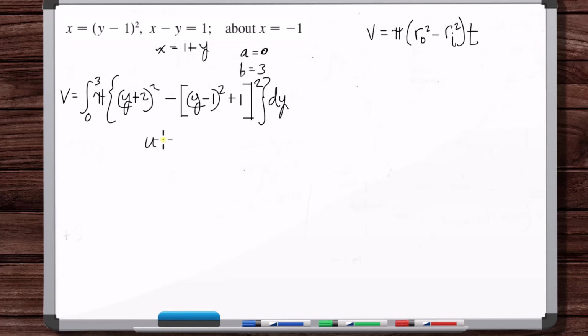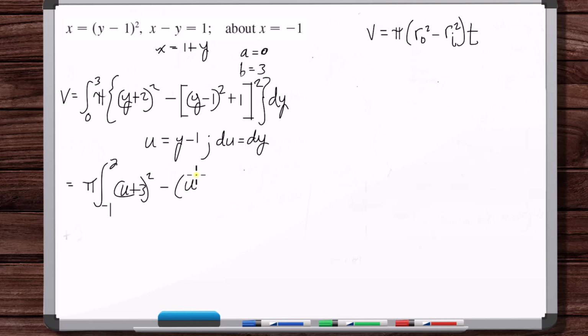Okay, so I still say we do that substitution. U is equal to y minus 1. Du is equal to dy. So we've got, this is pi, when y is equal to 0, u is equal to minus 1. When y is equal to 3, u is equal to 2. Y is equal to u plus 1. So u plus 1 plus 2, you got u plus 3 squared minus, and then you've got u squared plus 1 squared, and then du.